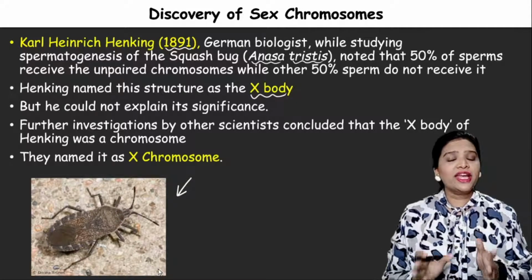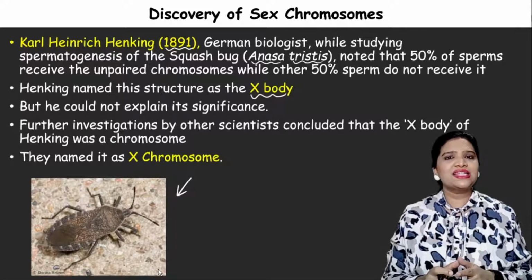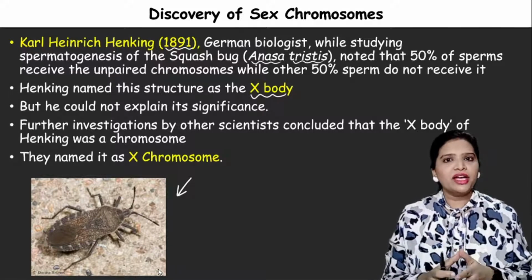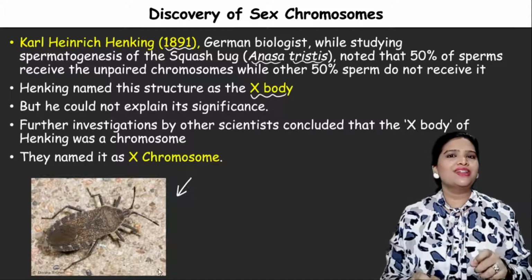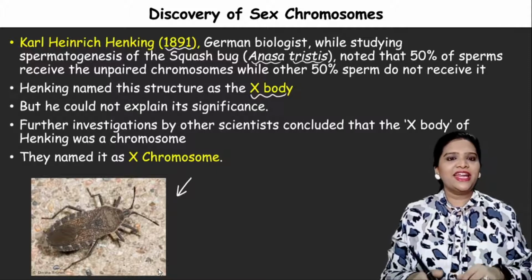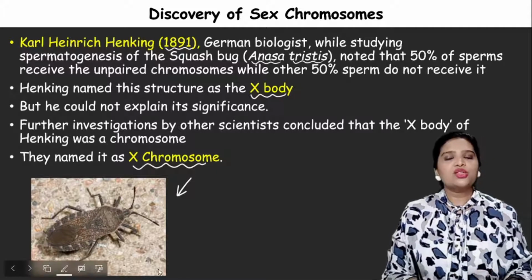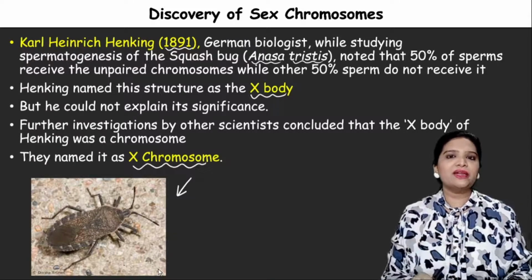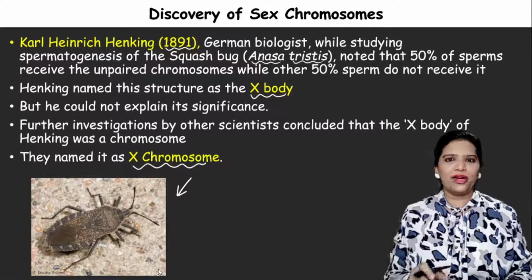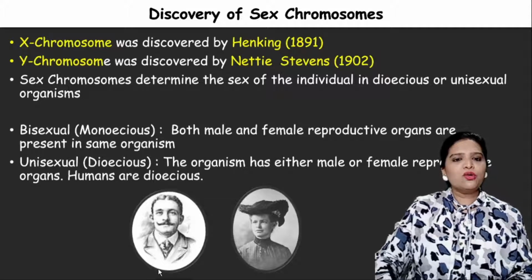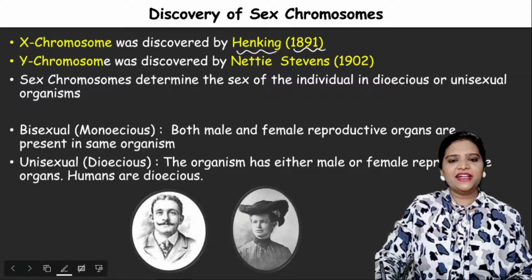But he could not explain what that was and what the significance of that X body was. Later, many scientists repeated his experiments. They found that what Henking found was nothing but chromosomes. So that X body was later named the X chromosome. Henking was the first person who gave the experimental evidence for chromosomes, or the chromatin body, present in the cells. So see here, the X chromosome was discovered by Henking in the year 1891.